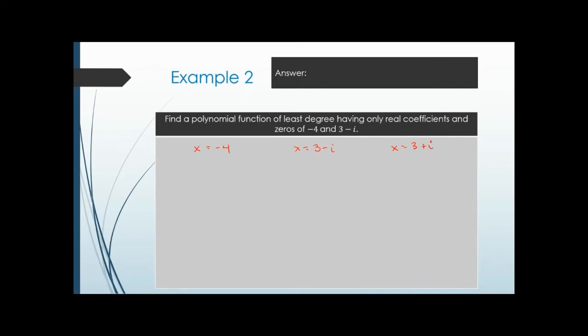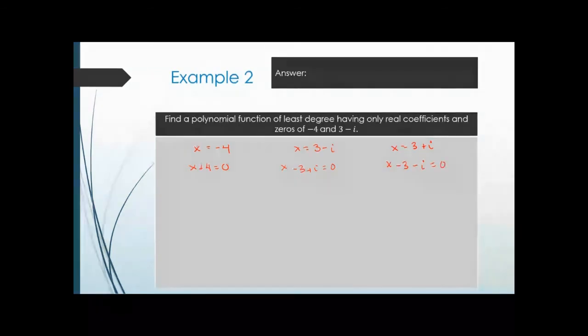This is going to give us a cubic when we are all said and done, because we have 3 different zeros here. So we need to first write it in factored form. The way to do that is to take each of these 3 equations and set the right side equal to 0. If I take the first one and add 4 to both sides, I get x plus 4 equals 0. For the next one, I'd have x minus 3 plus i equal to 0, so I had to subtract the 3 and then add the i. And then I get x minus 3 minus i equal to 0.